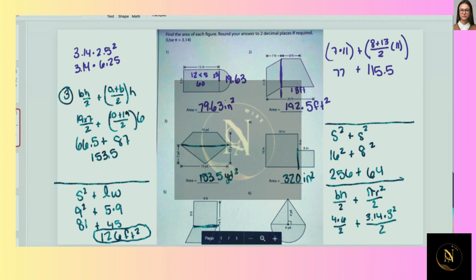So 6 times 4 divided by 2 is 12, plus 3 squared is 9, so 9 times 3.14 is 28.26, then divide by 2 is 14.13, and that equals 26.13 yards squared.